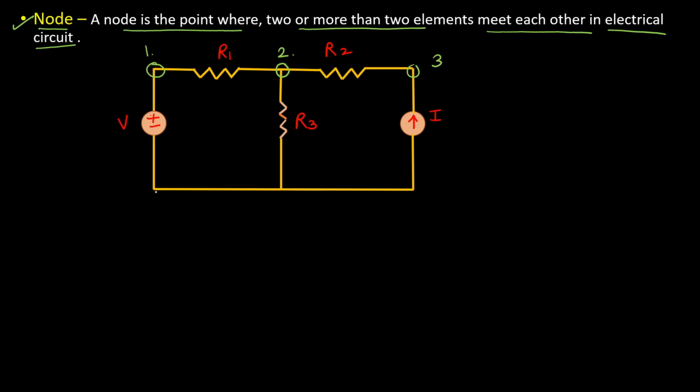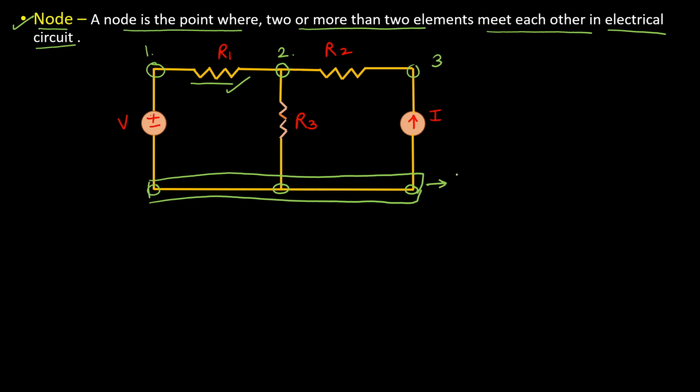One more thing you need to remember is that between two nodes, there must be some kind of circuit element present. It can be a resistor, capacitor, inductor, voltage source, or a current source, whether dependent or independent. The condition is that there must be a circuit element between the two nodes. For example, this is a common node, because no circuit element is present between these 3 points. Since no circuit element is present, this is a common node.